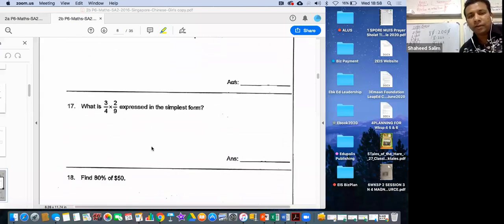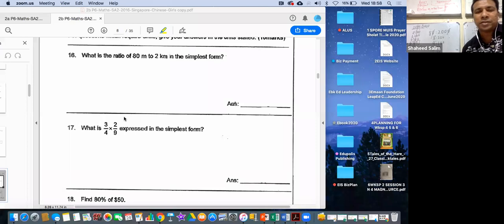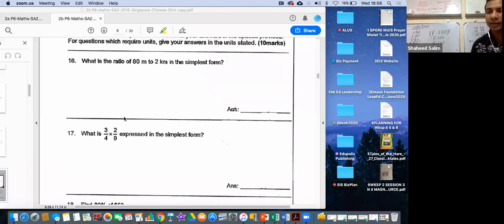Next question is, what is the answer for this expressed in simplest form? Question 17. Wait.